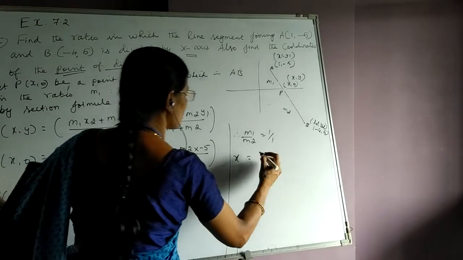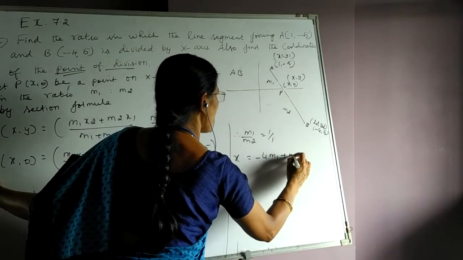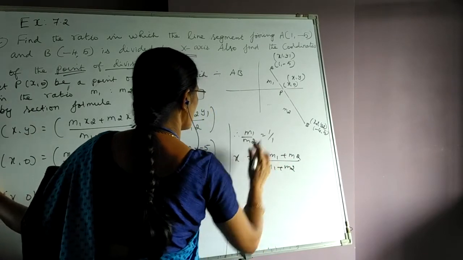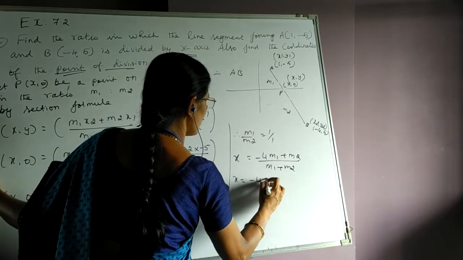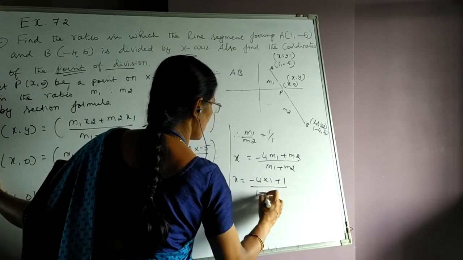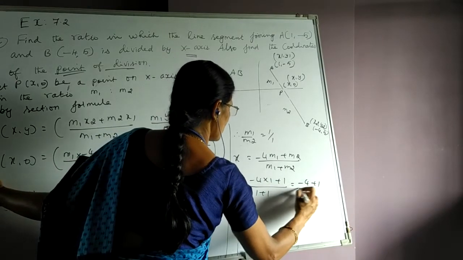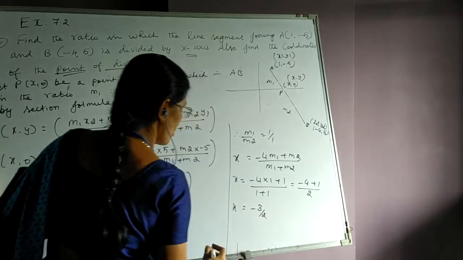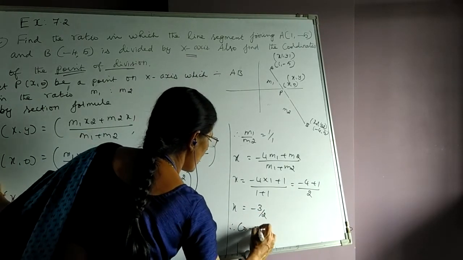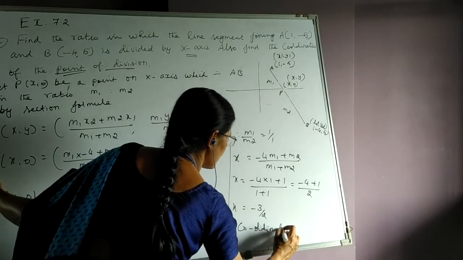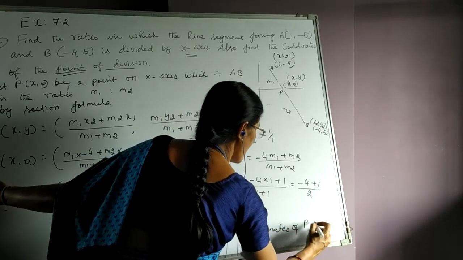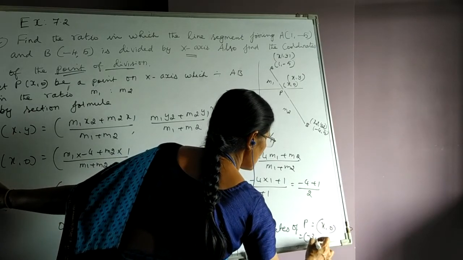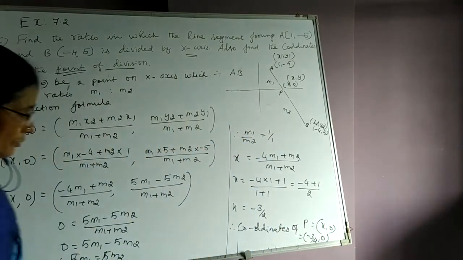So, x is equal to minus 4 m1 plus m2 upon m1 plus m2. Substituting the values of m1 and m2, minus 4 into 1 plus 1 upon 1 plus 1. Minus 4 plus 1 upon 2. So, x is equal to minus 3 upon 2. Therefore, coordinates of P are x, 0, which is equal to minus 3 upon 2, 0.